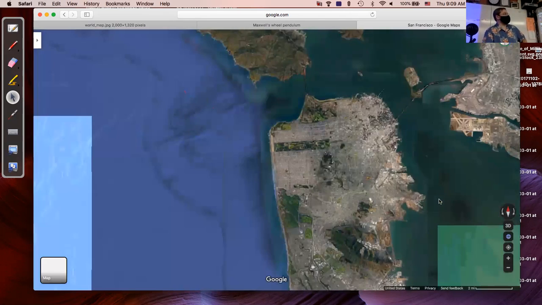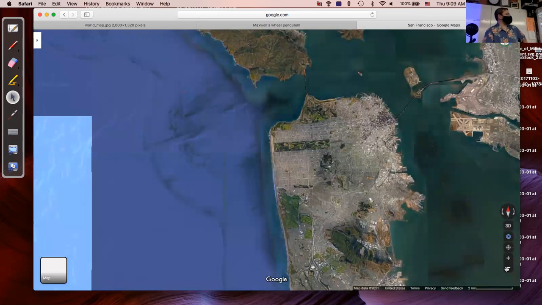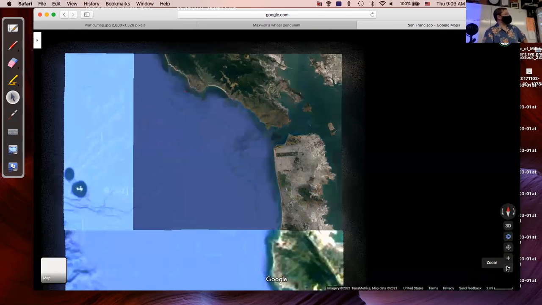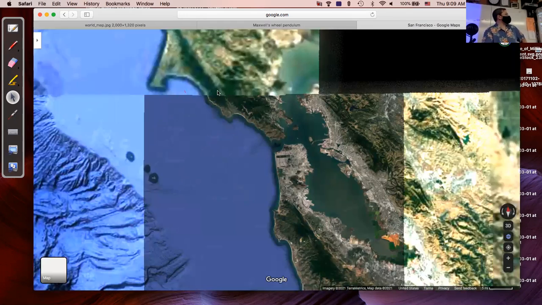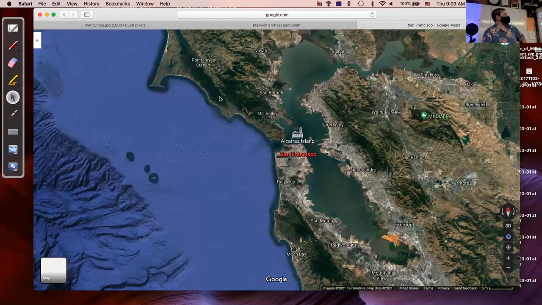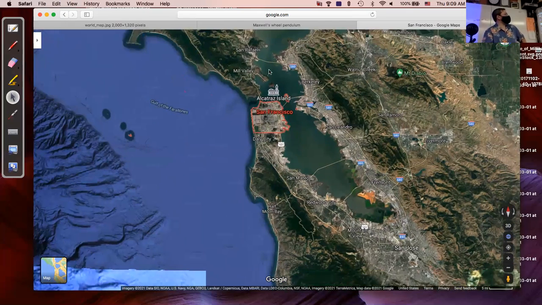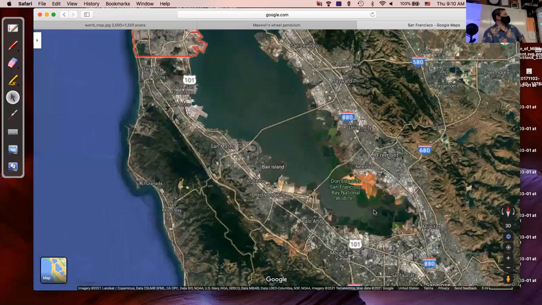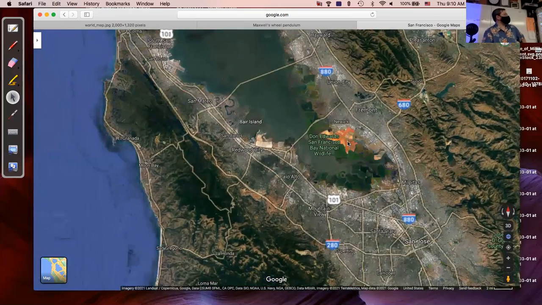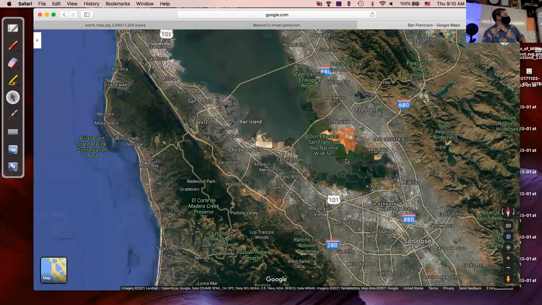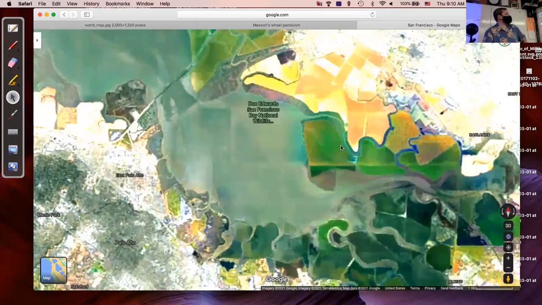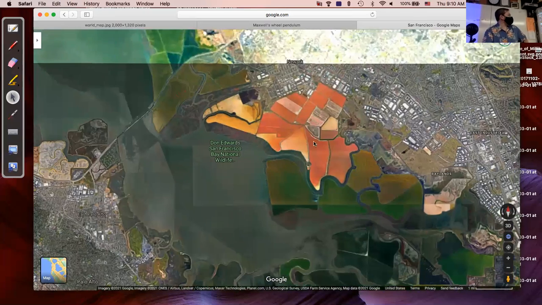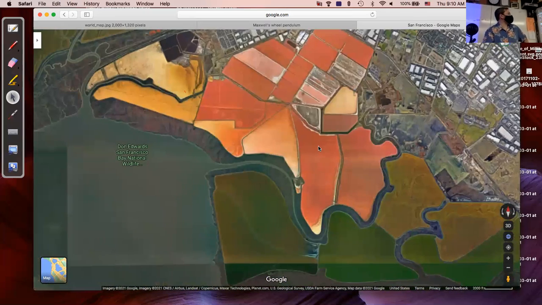This isn't like a big tourist attraction in San Francisco because it's kind of nerdy and industrial. But this is the Pacific Ocean, and this is the west coast of California. San Francisco is actually a relatively small city up on the end of this peninsula, and then there's the bay, and the southern part of the bay. See this like red kind of thing going on here? Looks kind of goofy. This used to be a salt marsh, and these are evaporating ponds.